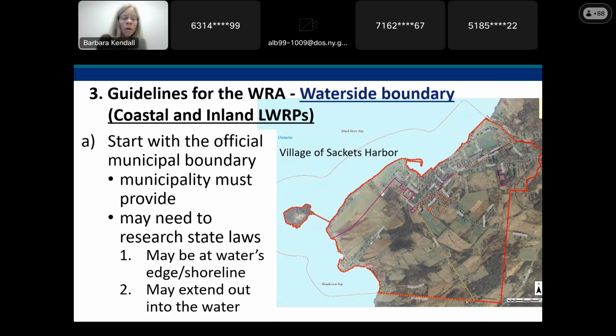Sometimes it extends into the water. You may need to research state laws. A village like Sackett's Harbor that goes back to the early 1800s in formation, we helped them, and I actually personally helped them do some research on the boundary of their village, because we need to know where that corporate boundary is in order to have an LWRP. So that's the first step, and that boundary will need to be provided in an appendix to the LWRP, the official boundary of the municipality.